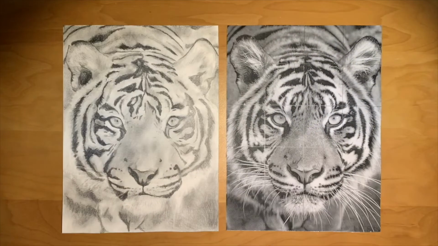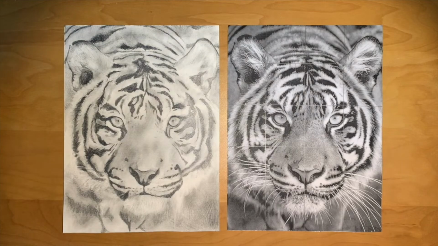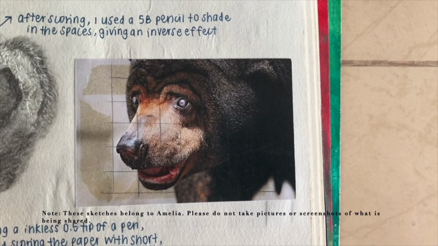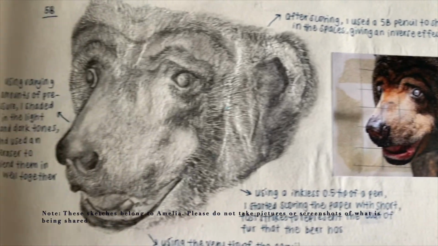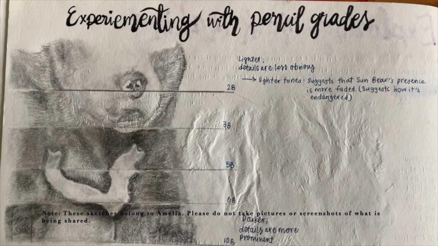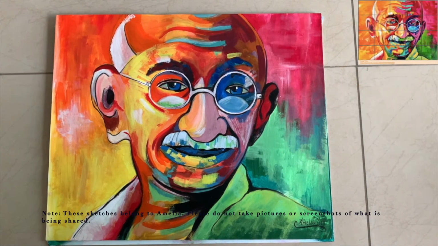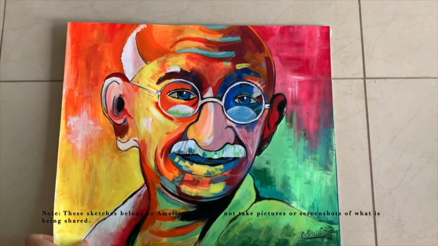After this step, the drawing is done. Here's the end product. Here are more examples in which I used proportions and the grid technique. This is my sketchbook where the grid technique was used to sketch out images of a sun bear. I had also used the techniques in other portrait works.